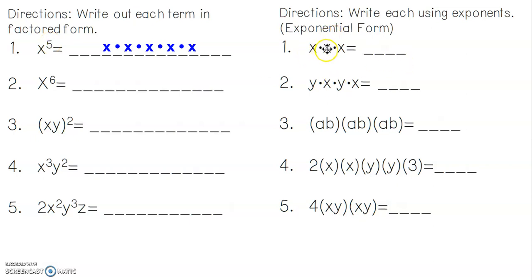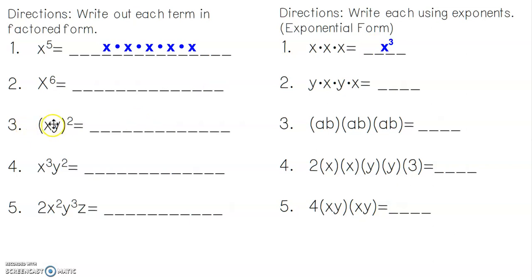Then we have x times x times x, and we want to write that in exponential form. So what is that going to look like? That's going to look like x cubed. We're multiplying the x 3 times, so the 3 becomes our exponent.